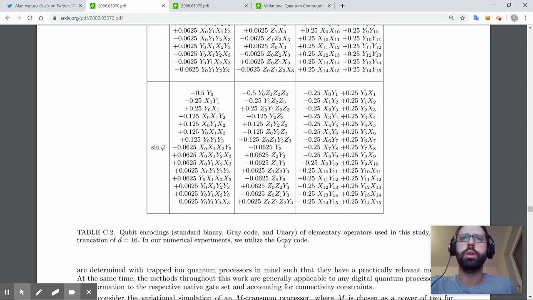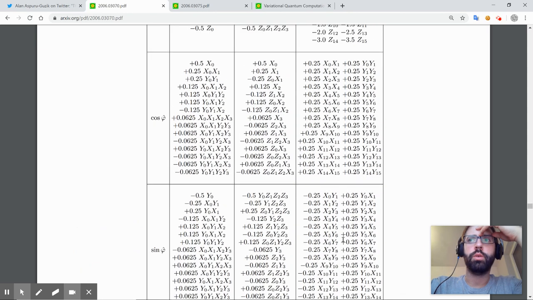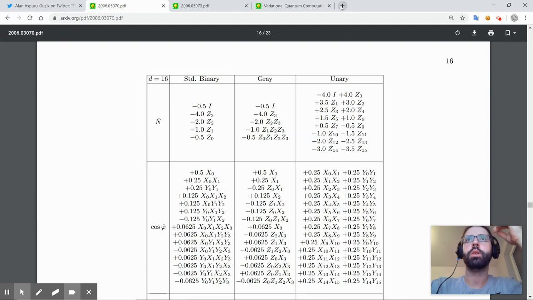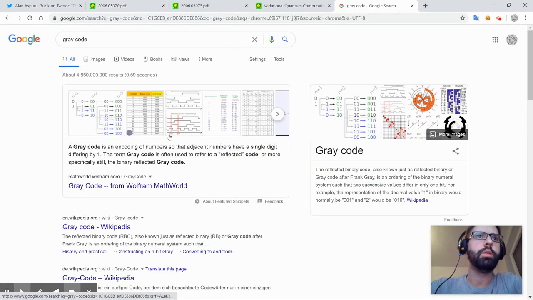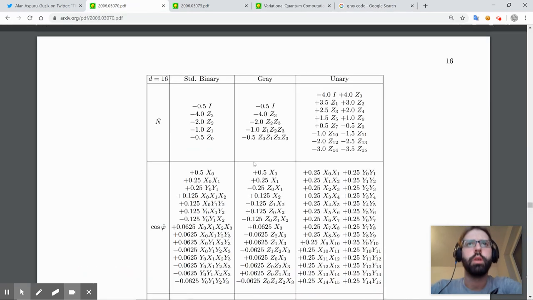Standard binary, Gray code, and unary encodings of elementary operators used in this study with the truncation of D=16. Gray code. What is Gray code? A lot of unknown stuff in here. Gray code is an encoding of numbers where adjacent numbers have a single digit differing by 1. The term Gray code is often used to refer to a reflected code, or more specifically still, the binary reflected Gray code. Okay.